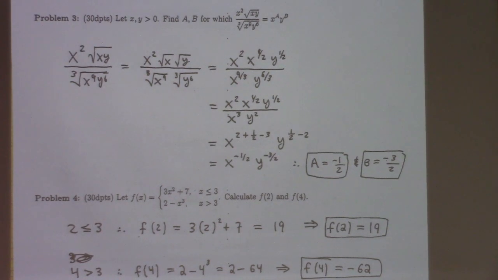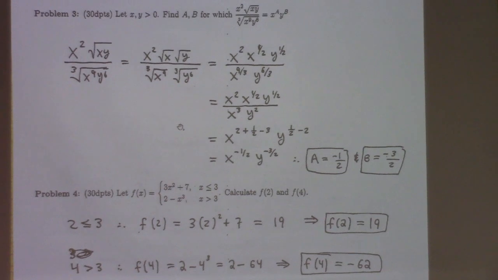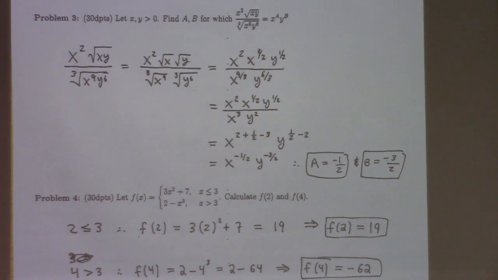So, problem 3. Problem 3 here. There's various ways of doing the steps, but after you simplify it down, I got x to the minus 1/2, y to the minus 3/2, which means a is negative 1/2 and b is negative 3/2. So.